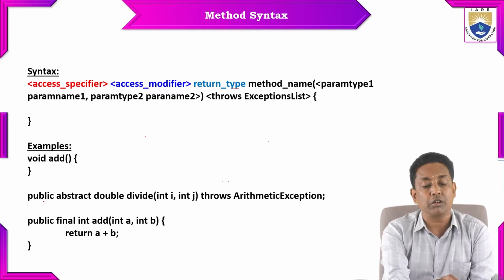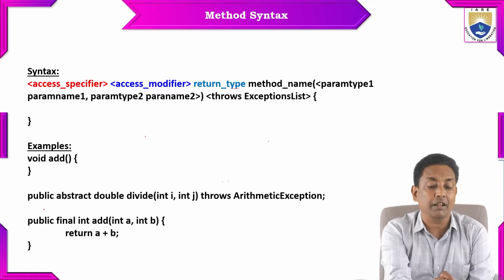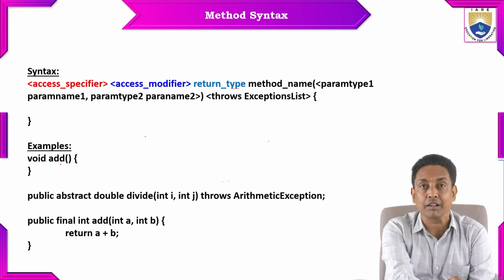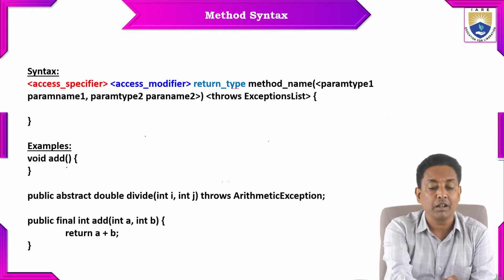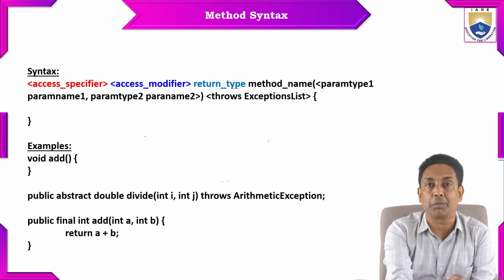Coming to a small example given here, here is a method called add with void return type, with no specifier and modifier, and with no parameters. The add method with a void return type, and no parameters.